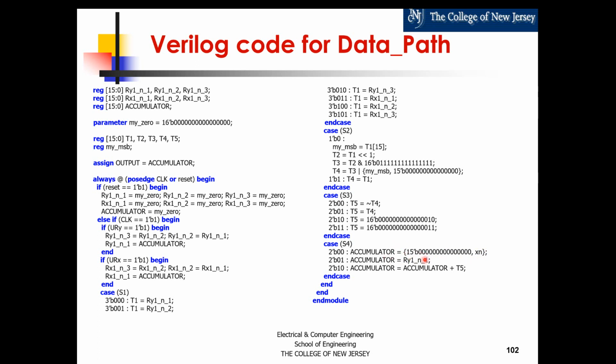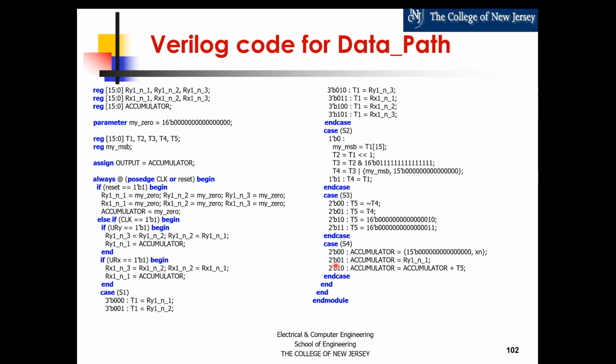The other case is that I was storing in the accumulator y1 of n-1, the output of that register. And that was to start the second process. So every 32nd time I was doing that.